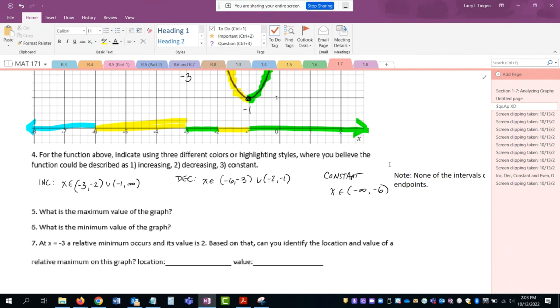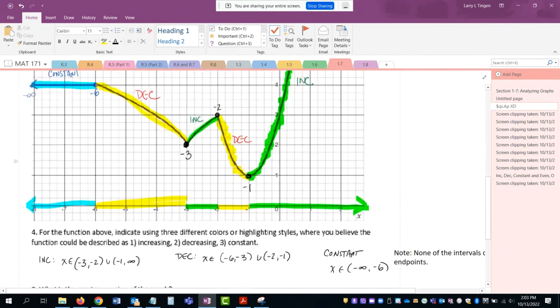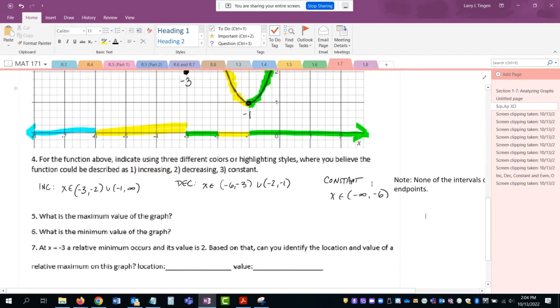But they never contain the endpoints because when a function changes its behavior from, in this case, constant to decreasing, decreasing to increasing, increasing to decreasing, decreasing to increasing, whenever it changes its behavior, it's not doing one or the other. It's not increasing at that point, it's not decreasing at that point, it's not constant at that point. It actually can't be described as doing anything because it's a single point. To be increasing, decreasing, or constant, you have to be over some interval or some span, and the behavior has to be the same. All right.